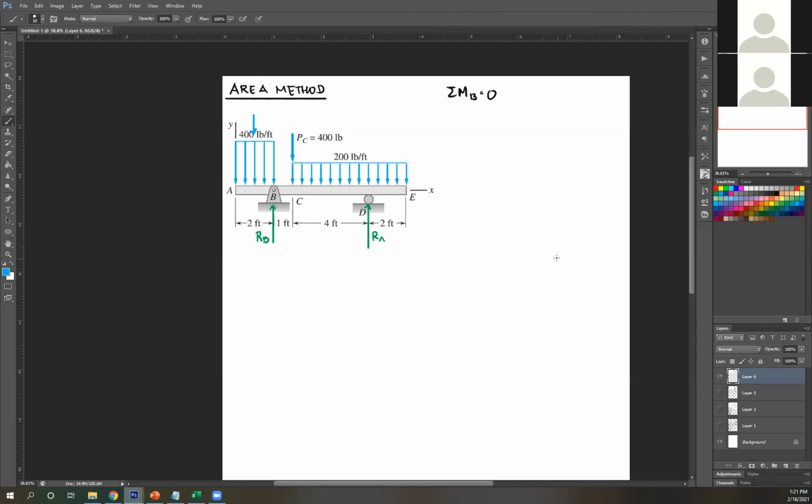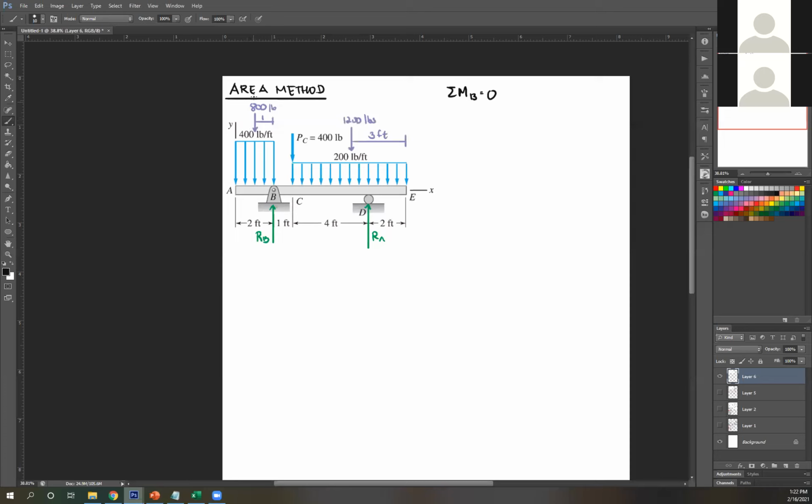So let's choose a different color. 800 pounds. Then distance. This is 1. Same thing here. This is 1,200 pounds. What's the distance? So this is for 6 feet. Middle of that is 3. So this is 3 feet. Okay, this is also 3 feet, right?